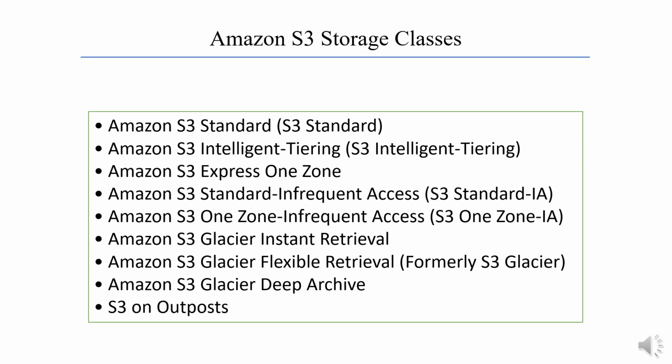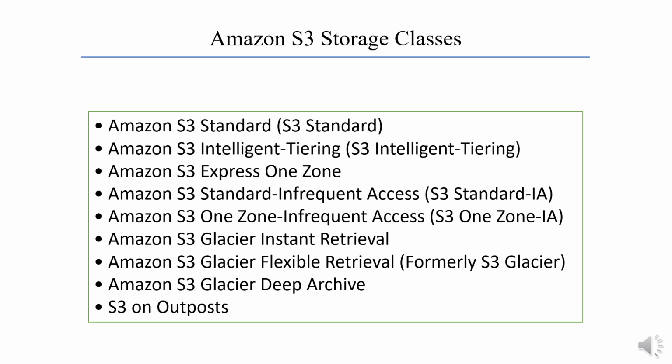S3 on Outposts delivers object storage to your on-premises AWS Outposts environment, and provides a single Amazon S3 storage class named Outposts, which is designed to durably and redundantly store data across multiple devices and servers on your Outpost. Ideal for workloads with local data residency requirements and to satisfy demanding performance needs by keeping data close to on-premises applications.